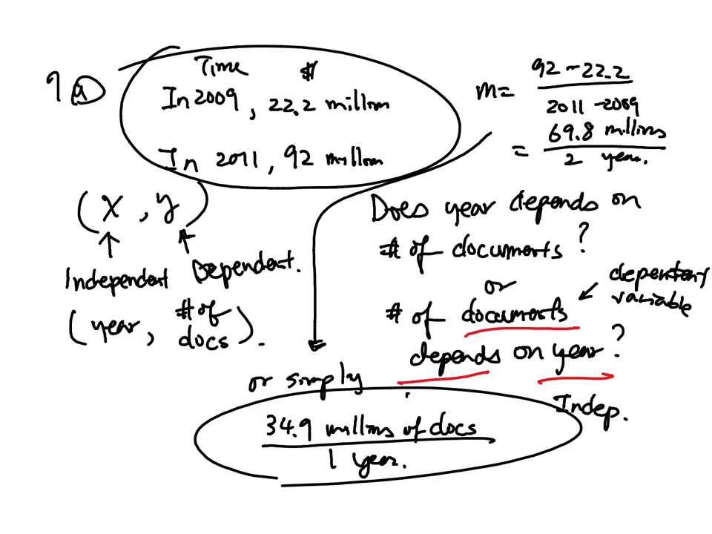Okay. Now, so this right here is a slope. So we're going to go ahead and use this. Now, it looks like I need the second page. So we're going to use 34.9 as our slope. So let me see. The documents equal 34.9 times year plus B.